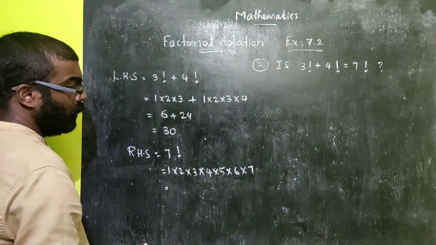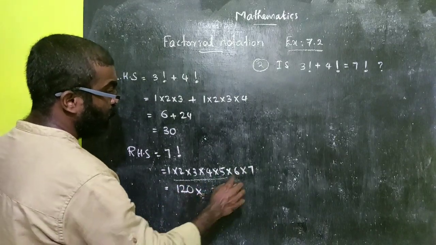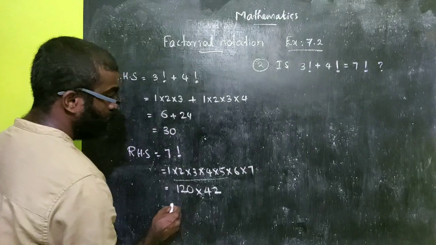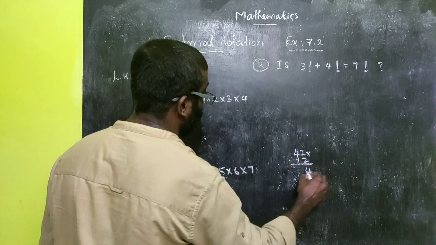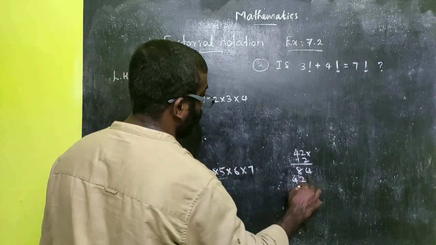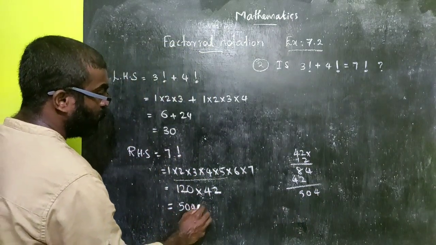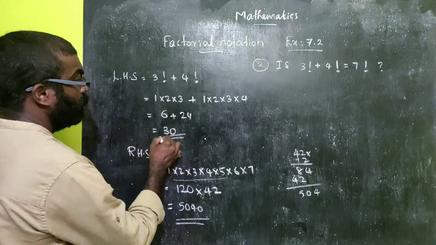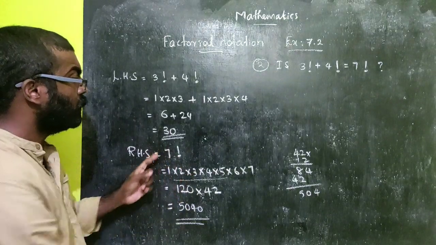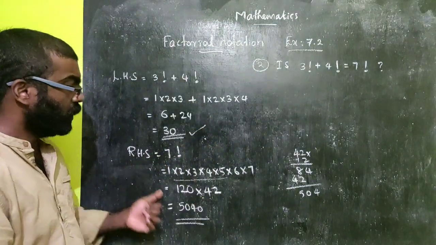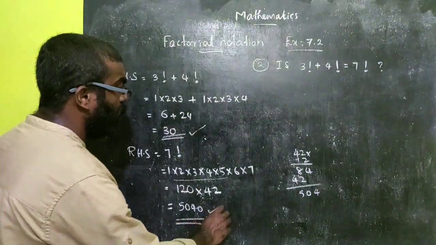Here also we can multiply. We know 5 factorial is 120. Up to 5 we can write 120. Then 6 into 7, 42. Now we can multiply these two values. 42 into 12 gives 2 2s are 4, 4 2s are 8, 2 1s are 2, 4 1s are 4. 4 0 5, okay, so 5 0 4 0. Clearly they are unequal. Here the LHS part is 3 factorial plus 4 factorial and the answer is 30. But RHS is 7 factorial. It is equal to 5040. So what we can conclude?